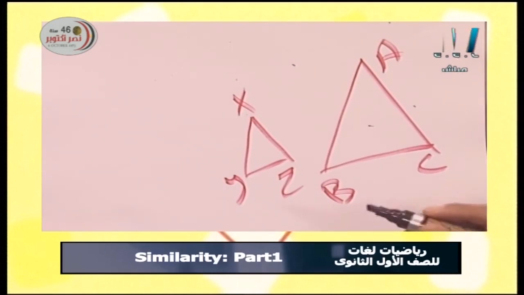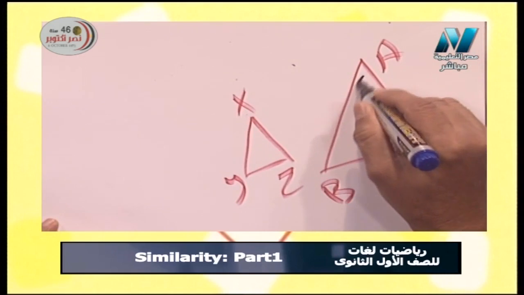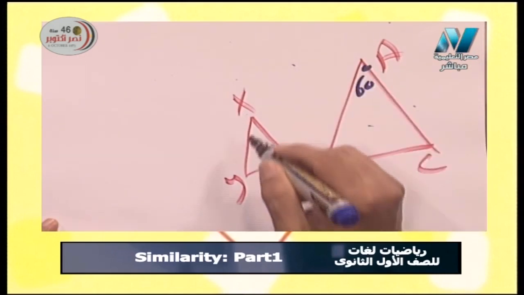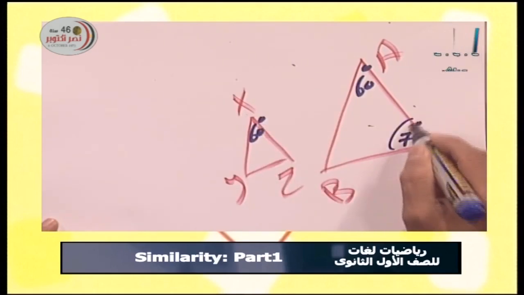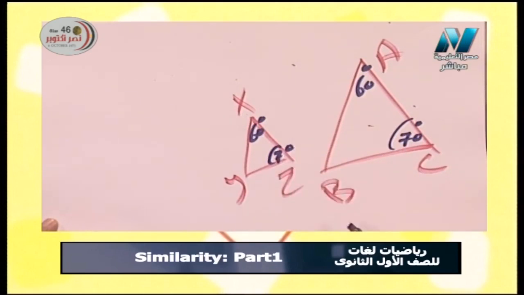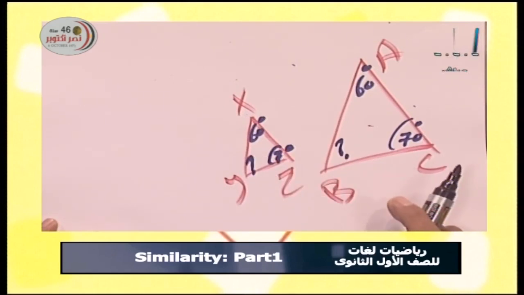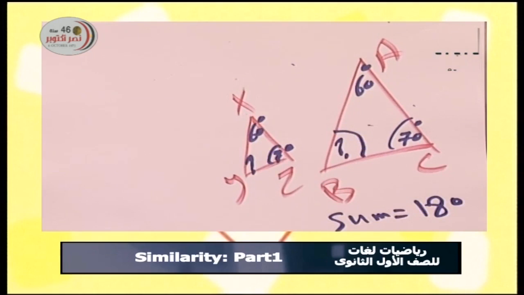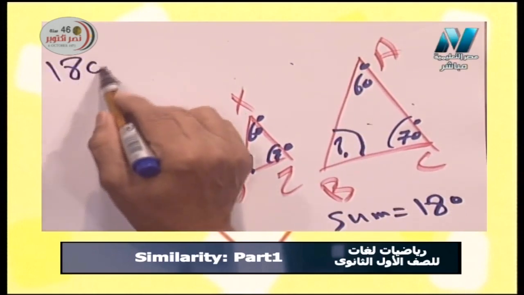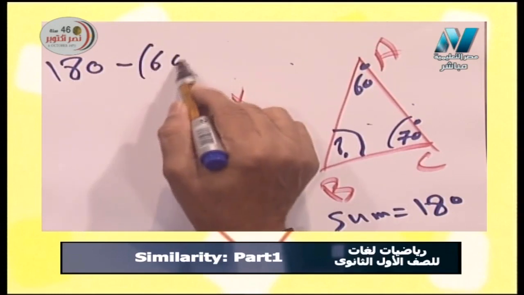Look carefully. If we have this angle 60 degrees and this angle 60 also, this angle 70 degrees and this angle 70. Do you know the measure of this angle and this one? Of course, we know that the sum of the measures of the interior angles of a triangle equals 180. To find the missing angle, we subtract 180 minus (60 plus 70).